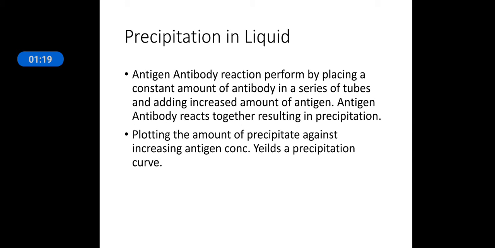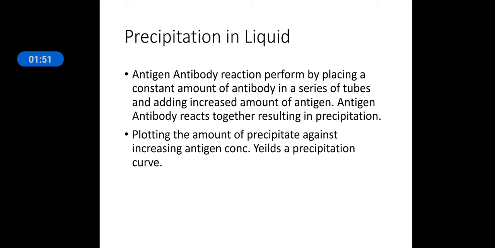There are different types of precipitation reaction. It can happen in a liquid, that is precipitation in liquid. It can happen in gel, which is called precipitation in gel. So in liquid, we are placing a constant amount of antibody in a series of test tubes, and we will be adding increased amounts of antigen into each test tube. The antigen and antibody will react to each other and they will form this precipitate.